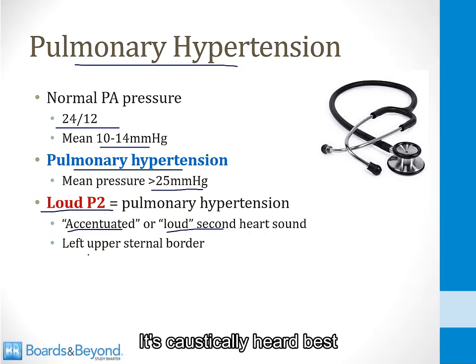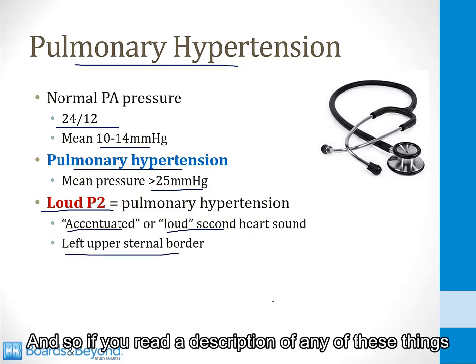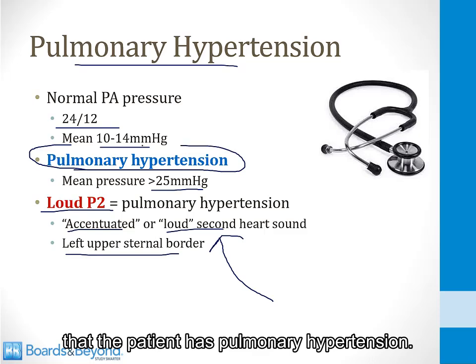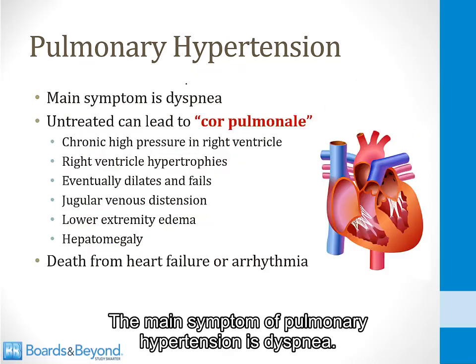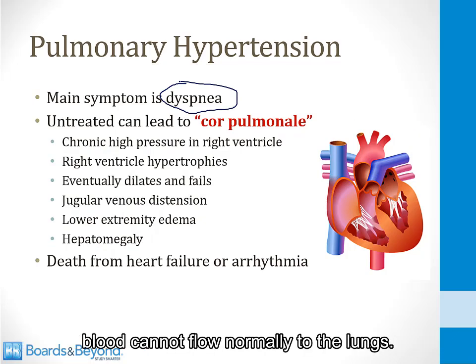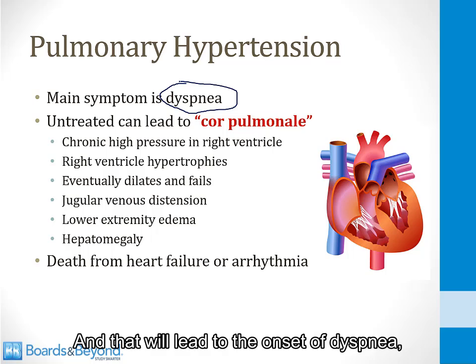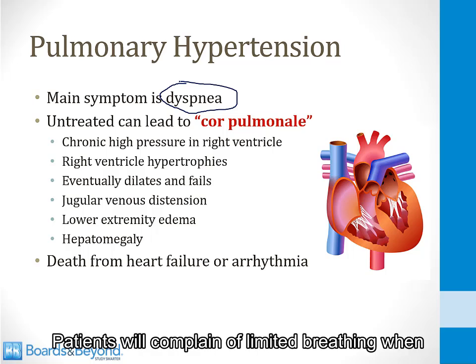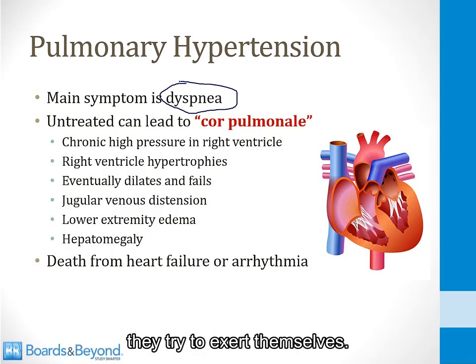It's classically heard best at the left upper sternal border, and so if you read a description of any of these things, they are trying to tell you that the patient has pulmonary hypertension. The main symptom of pulmonary hypertension is dyspnea. When there are high pressures in the pulmonary artery, blood cannot flow normally to the lungs, and that will lead to the onset of dyspnea. Especially with exertion, patients will complain of limited breathing when they try to exert themselves.